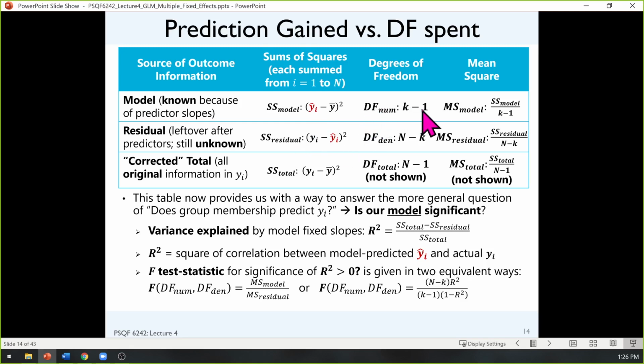Then we have how many slopes did it take? And then we get mean square model, information captured per slope. Residual, okay, what's left? This is how much information is in the E's, the discrepancy between your real outcome y and what the model says, y hat. How much information is in the E's divided by how many slopes you could have added that you haven't. And that gives you mean square residual, which is your residual variance. And the corrected total here is just the total y minus the mean. So these sums of squares model and sums of squares residual sum to sums of squares total.